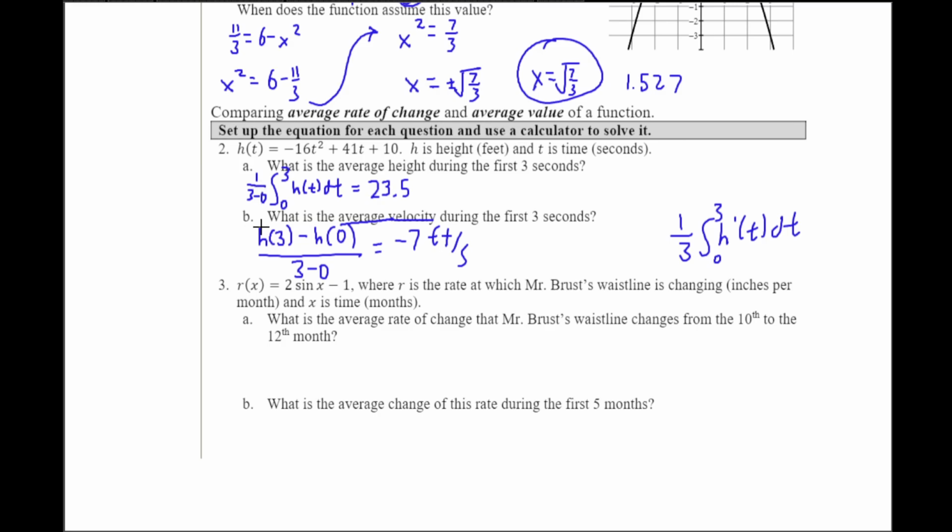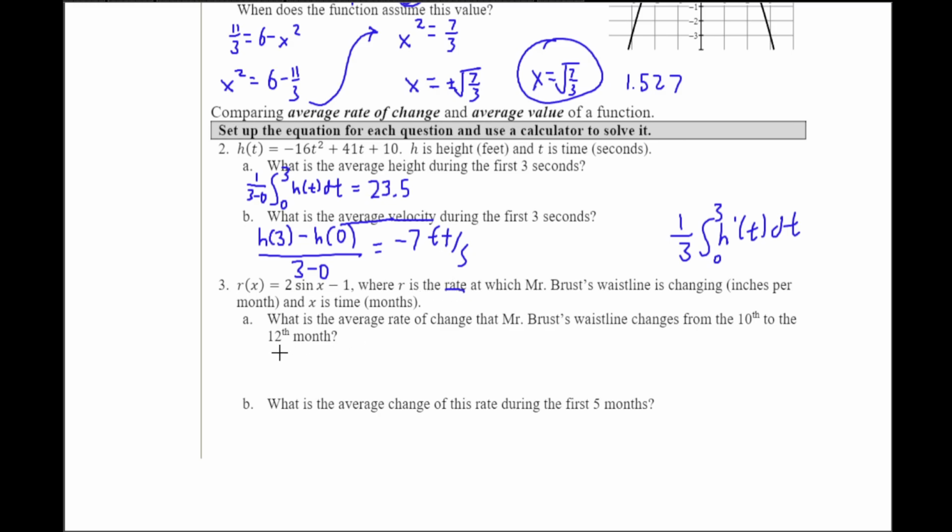So question 3, r of x is equal to 2 sine x minus 1, where r is the rate at which Mr. B's waistline is changing. What's the average rate of change that Mr. B's waistline changes from 10th to the 12th month? So if you see average rate of change, you might automatically think, oh, f of b minus f of a, but you have to be careful. This is already the rate.